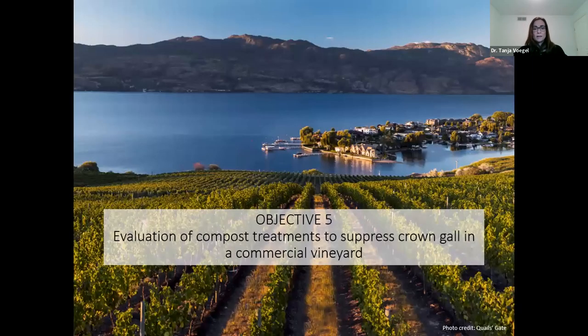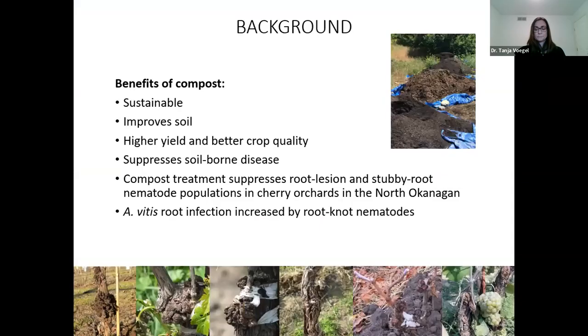So now towards my fifth objective, which was looking at how compost treatments can affect crown gall in a commercial vineyard. There has been a lot of interest in compost as a sustainable management technique. The benefits of compost are known because compost improves soil, it enhances nutrients and organic matter, it can increase water holding capacity, and it stabilizes soil aggregates. It has also been shown that higher yields can be achieved and the crop can be better.